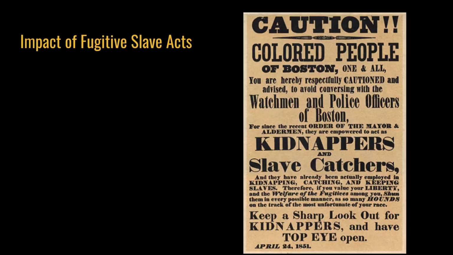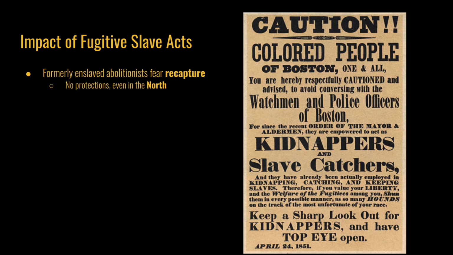Another reason people might have decided to emigrate out of the United States was less ideological and more practical. Any formerly enslaved person or abolitionist that fled or ran away to claim their freedom was still at risk of recapture due to fugitive slave acts. The first one was passed in 1793 with the intention to create protections for the institution of slavery.